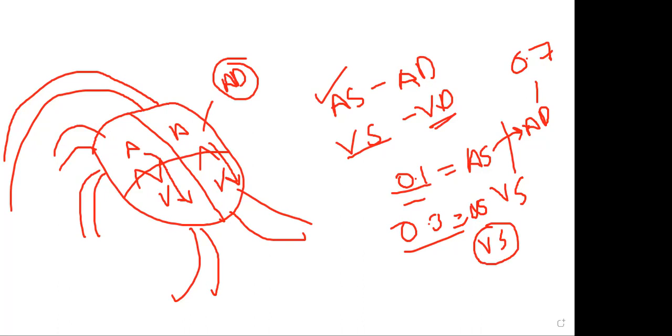How much time? Ventricle diastole takes 0.5 seconds. Okay, now what will happen? Now we have to open.